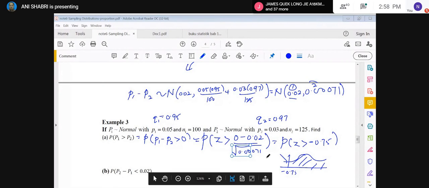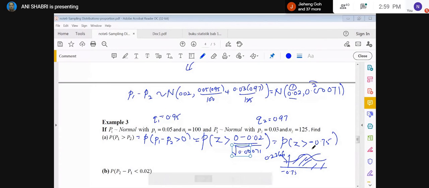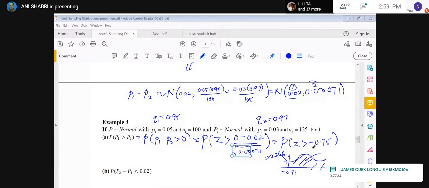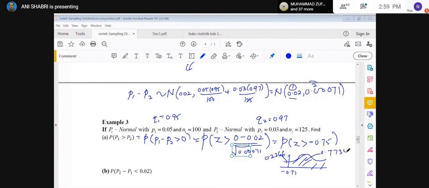The area is 0.2266. Okay, this one is remain 1 minus this one, dapat berapa? 2266. Okay, 7734. Okay, the area is 0.7734. Answer ni, 7734.